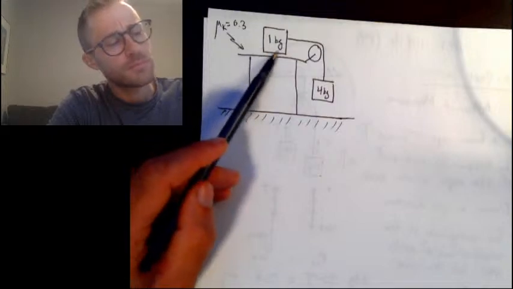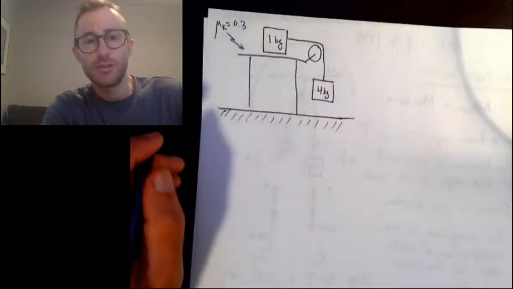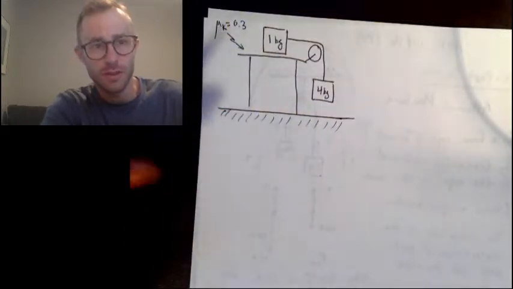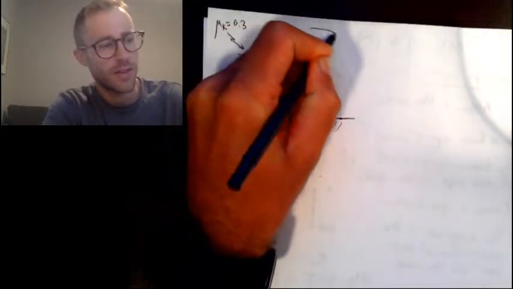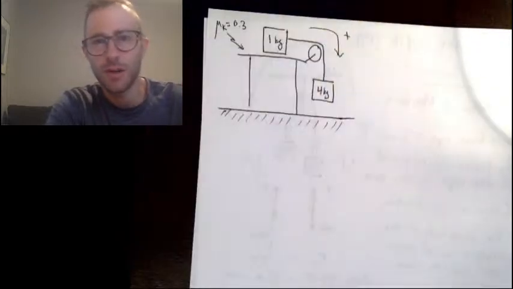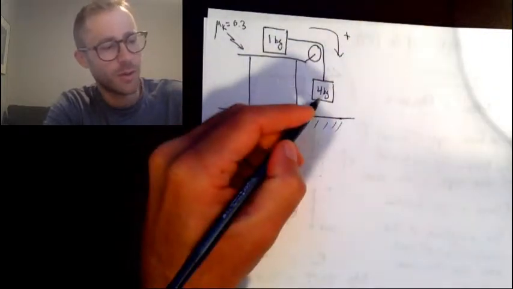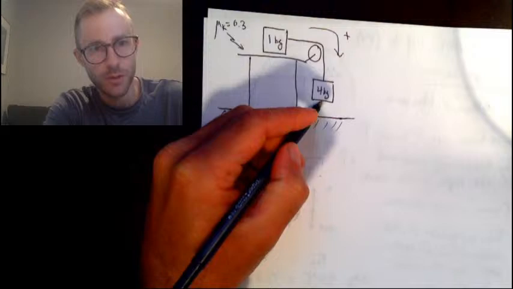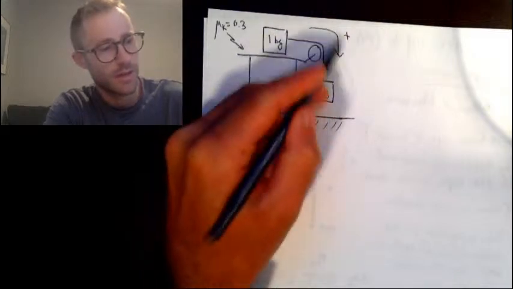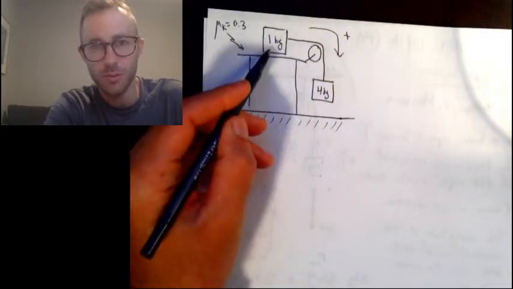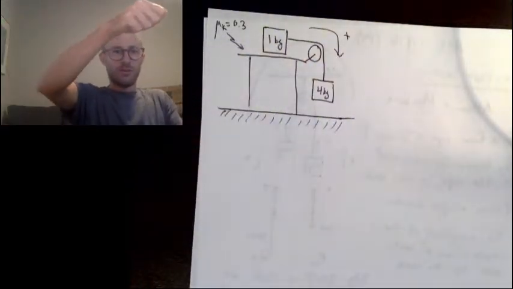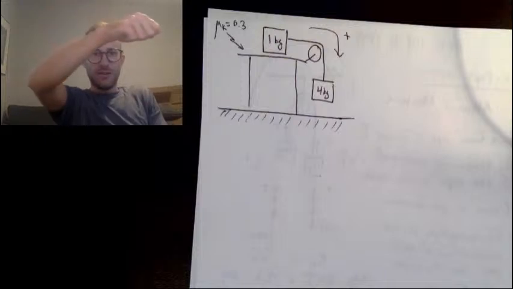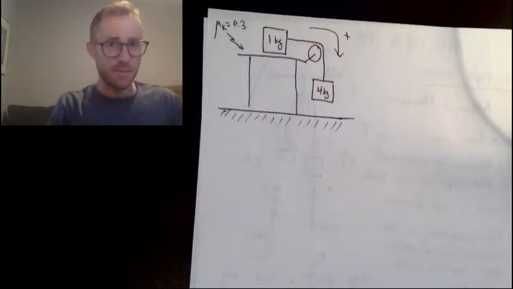All right. So I'm going to choose a positive sense. This system is going to move like that. That is the positive sense. So I'm going to choose downward to be positive for the 4 kilogram mass, and rightward to be positive for the 1 kilogram mass, because as the 4 kilogram mass falls, the 1 kilogram mass gets moved to the right, like that.